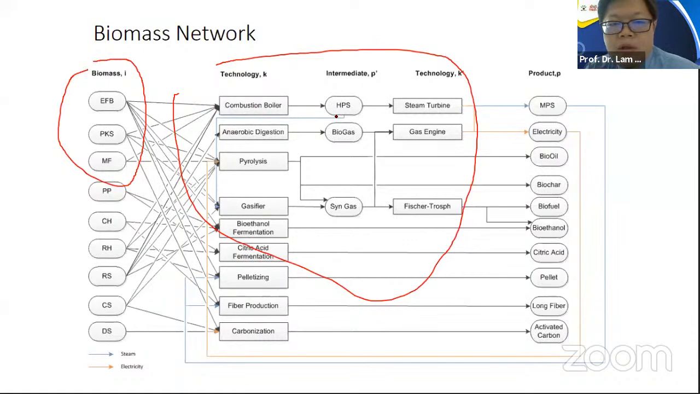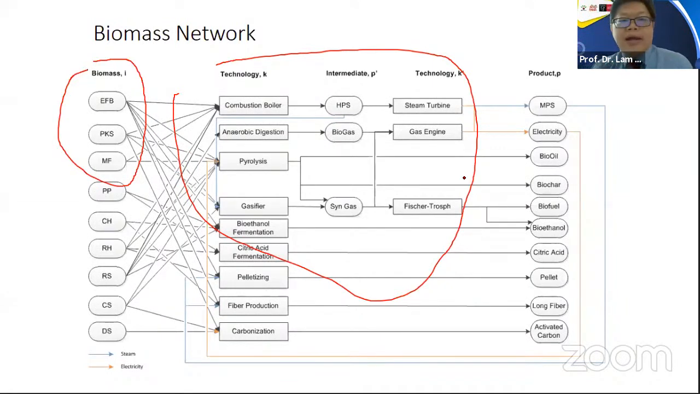This combustion will produce a high pressure steam. And this high pressure steam will go to a steam turbine to produce the electricity power, as well as a medium pressure steam. And this medium pressure steam can link to any process that needs heat, for example, drying, boiling, and so on.